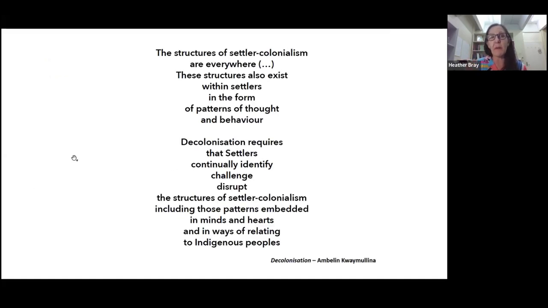So again, I offer up a poem from Amberlynn Cray-Molina, and again, particularly the second stanza here reminds us what's required of us if we're in decolonising spaces. It requires that settlers continually identify, challenge and disrupt the structures of settler colonialism, including those patterns embedded in hearts and minds and in ways of relating to Indigenous people. This is what I'm trying to do, and I look forward to hearing from you as to whether you think that I have made any progress or not. Thank you.